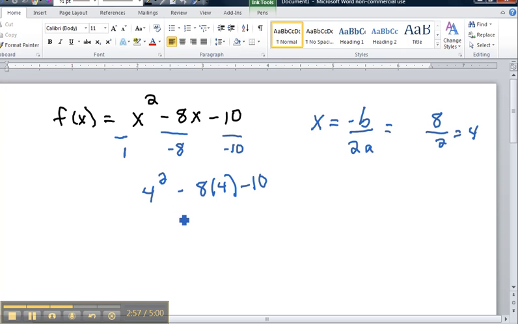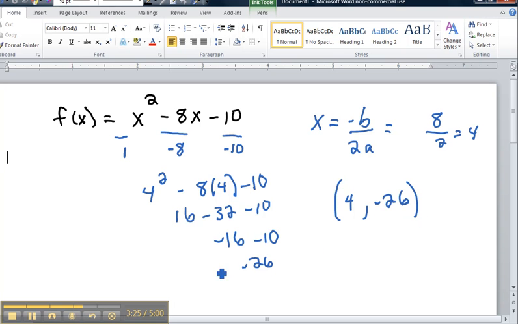Just work it out. That's 16 minus 32 minus 10. And then here, 16 minus 32 is negative 16 minus 10. Add those, it's negative 26. So your vertex will be 4, the x value, comma, y value of negative 26. Let's verify this with the graphing calculator.